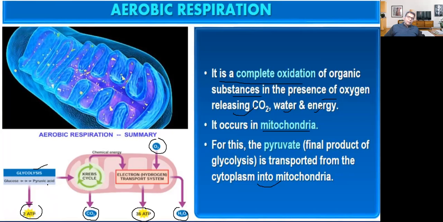So in alcoholic fermentation and lactic acid fermentation, only 2 ATPs are produced. But in aerobic respiration, 36 ATP are produced here plus 2 here, so the total of 38 ATP are produced. There is a big difference with respect to production of ATP in aerobic respiration as well as anaerobic respiration.